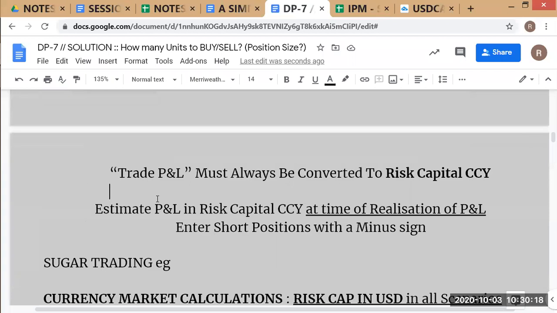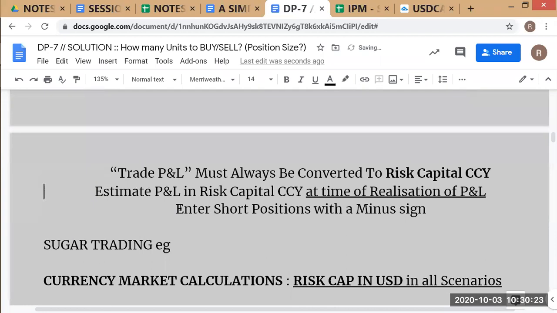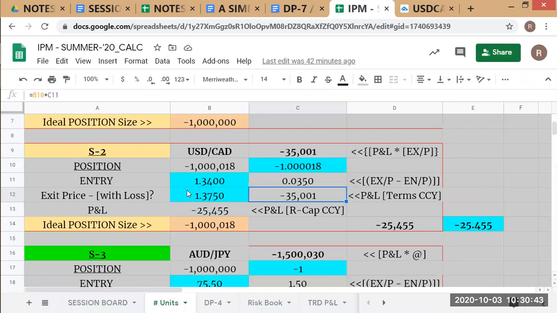Yeah, okay. So this is where I was going to write it in. We already wrote this earlier, I remembered that. Not only do we have to convert the projected trade P&L into the risk capital currency, we also have to do that for a time, because if you look at our calculation, there are two exchange rates we are considering, okay?